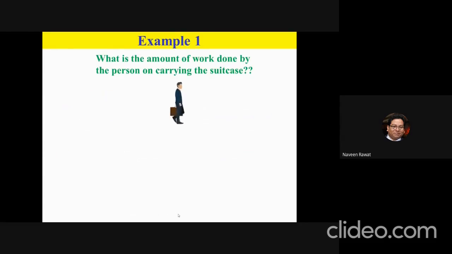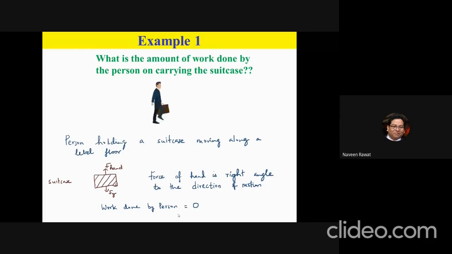Okay, let's look at this example. We have a person, and this person is carrying a suitcase, right? And the question is, what is the amount of work done by this person while he's carrying the suitcase? The person who is holding the suitcase is applying some force, and that is a contact force because he's carrying the suitcase, right? So there is a force of gravity on the suitcase, and it is balanced by the force that the person is exerting on the suitcase in the opposite direction.